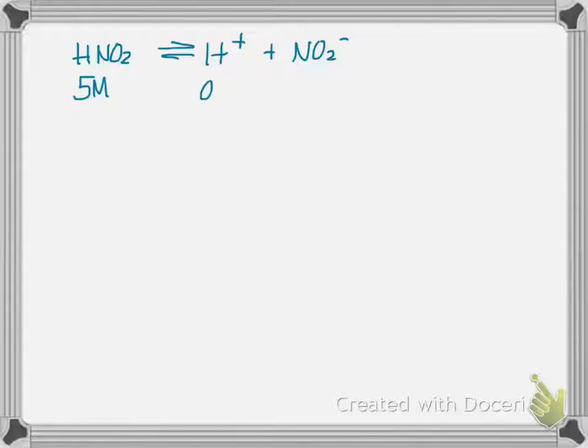Okay, so the one with the larger Ka value by a significant amount is the HNO2, so we're going to start with that. So we start with 5 molar, which is a large molarity. 0, 0, minus X, plus X, plus X.